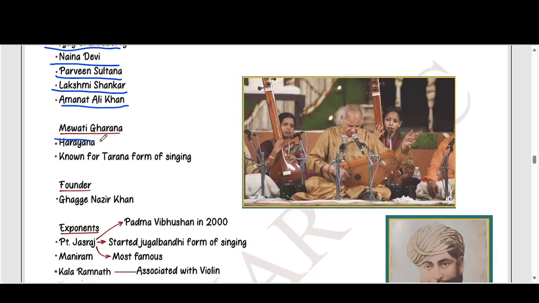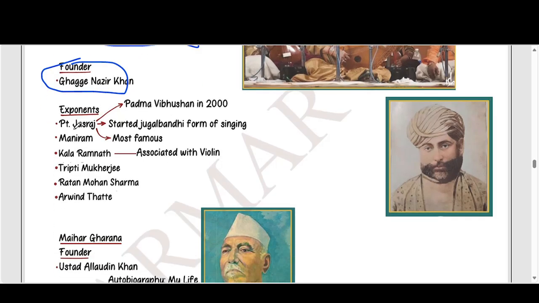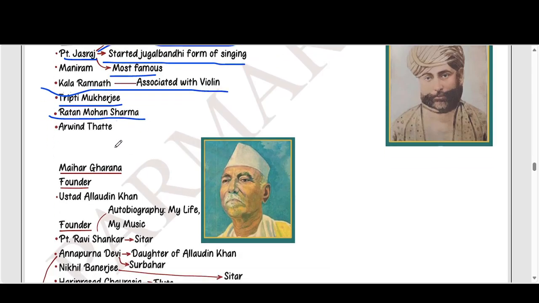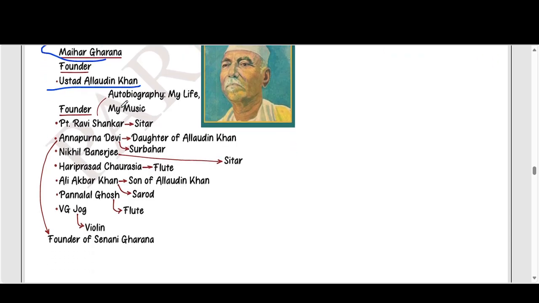Amanat Ali Khan, Mewati Gharana, Haryana, known for the Taran style of singing, founder Ghagge Nazir Khan, exponent Pt. Jasraj, Padma Vibhushan in 2000, started Jasrangi Jugalbandi form of singing, most famous. Maihar Gharana associated with violin, Tripat Mukherjee, Ratan Mohan Sharma, Arvind Parikh.